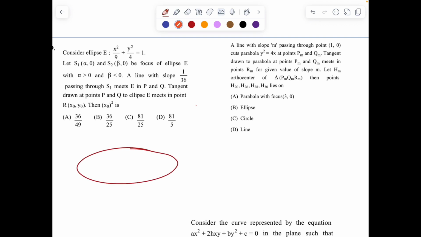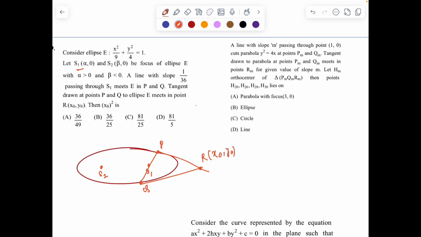So we have two foci, S1 is focus number 1 since alpha is positive, and S2 is with negative x coordinate. The line with slope 1 by 36 passes through S1, meets the ellipse at points P and Q, and we have to draw tangents at P and Q. They meet at some point, let's say x naught comma y naught.